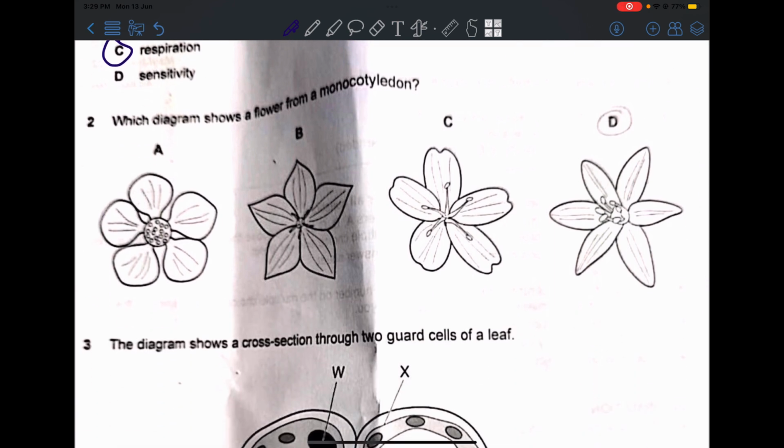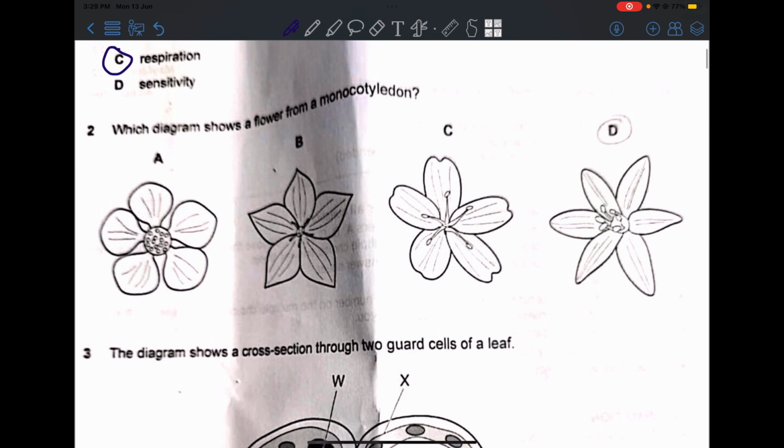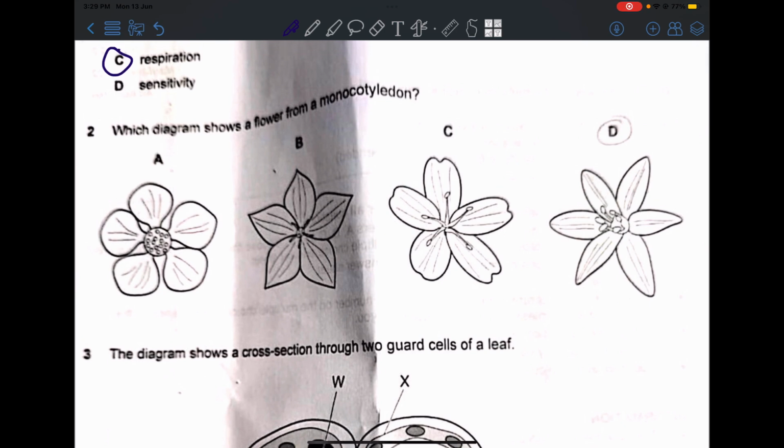Number 2, which diagram shows a flower from a monocotyledon? Now, we know monocotyledons are the plants that have narrow leaves and they also have parallel veins. That means the veins are not joined together, they're basically like that. So, of course, all the leaves have parallel veins over here, as we can see. They all have parallel veins, but they don't have narrow leaves, as I said. So this is the only plant that has narrow leaves, so we're going to be choosing D.